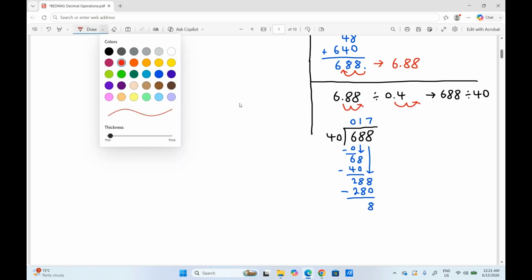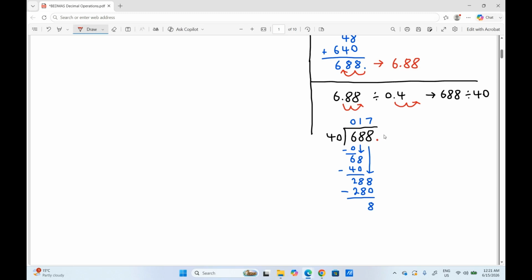Now what I'm going to do is add a decimal here and then a 0. Recall 688 is the same as 688.0. But if I add a decimal point here, I have to add it up here as well. Now I can carry down this 0 to make this 80. And 40 can go into 80 exactly 2 times, because 40 times 2 is 80. So now 80 minus 80 is 0. So I have a remainder of 0. Once I get a remainder of 0, I can stop. And my answer here is 17.2.